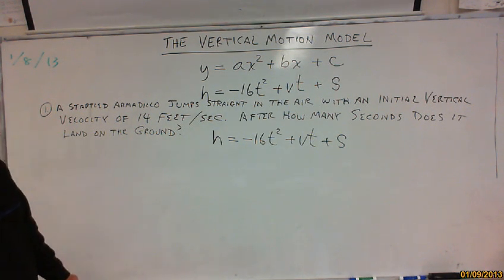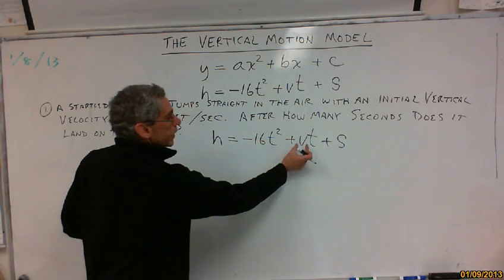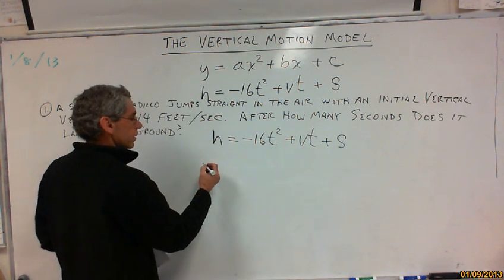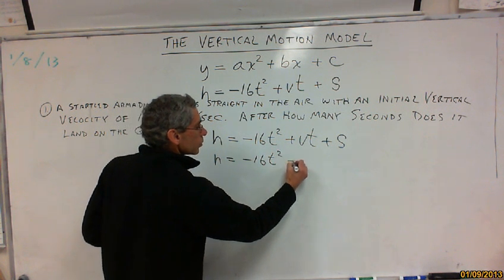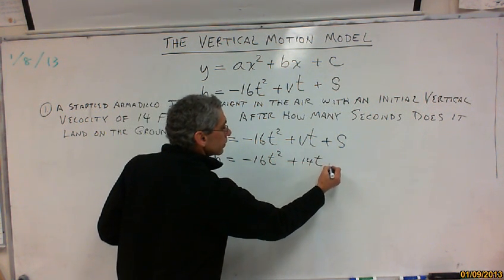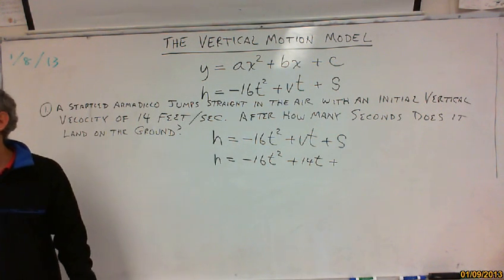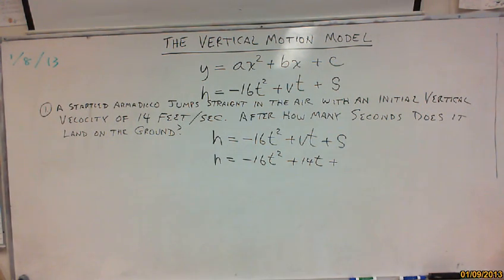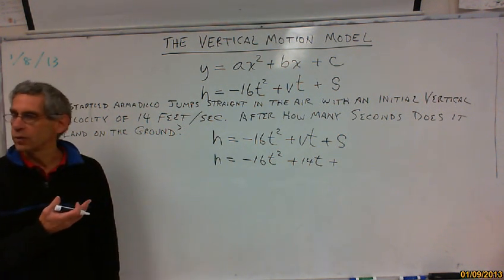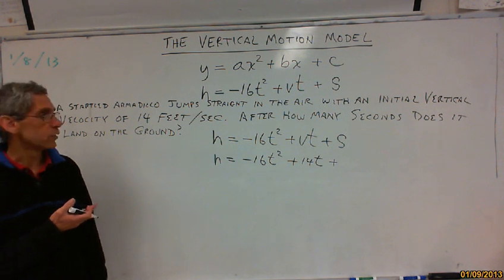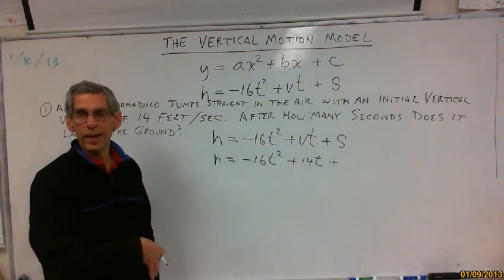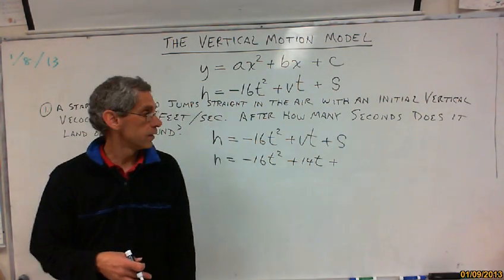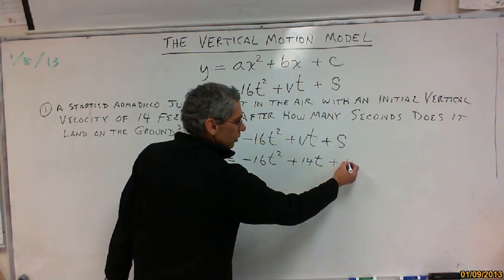Okay, which is what? 14 feet per second. So I can replace this V with 14 feet per second. So H is equal to negative 16t squared plus 14t plus, what's my S? My initial starting height is 0, right? Because it's pretty likely he was on the ground. It doesn't say, so I'm assuming he was on the ground since he's landing back on the ground again, right? And when he jumps straight in the air, if he's going to land on the ground, he must have started from the ground, right? So that's going to be 0.